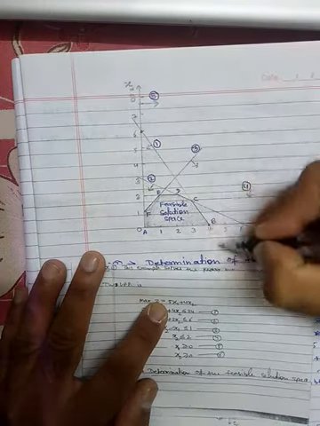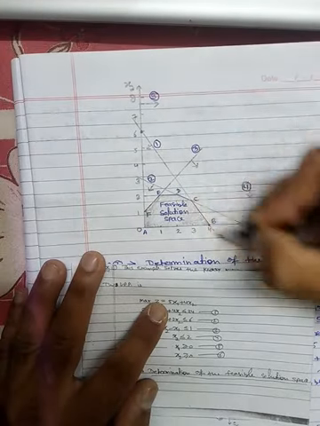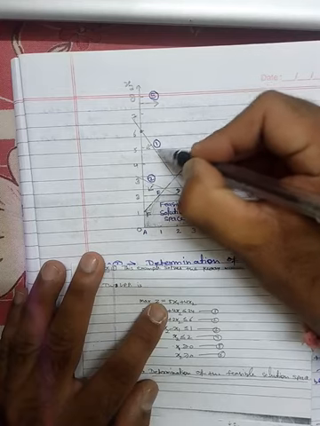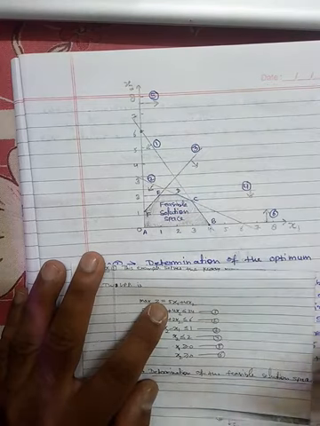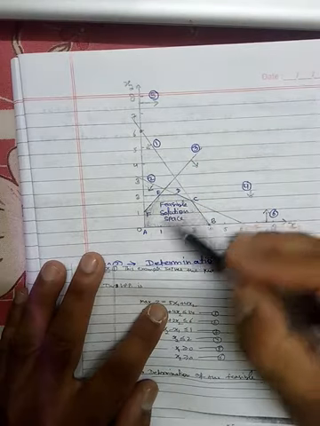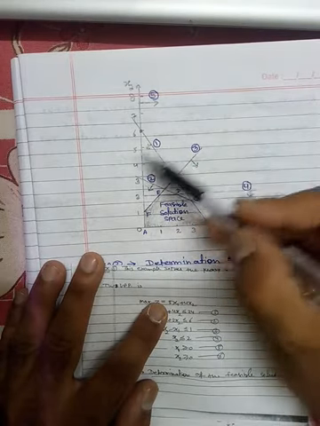Now join these two points. Since this is the first constraint, it is denoted by an encircled 1, and since this is a less-than-or-equal type, the region will be like this. This will be the region.